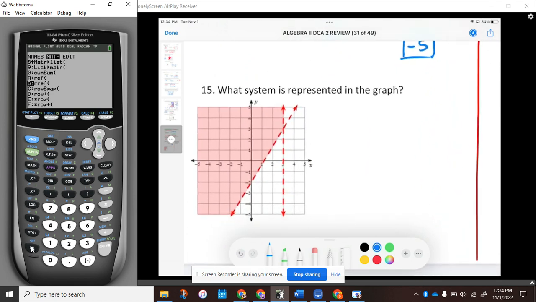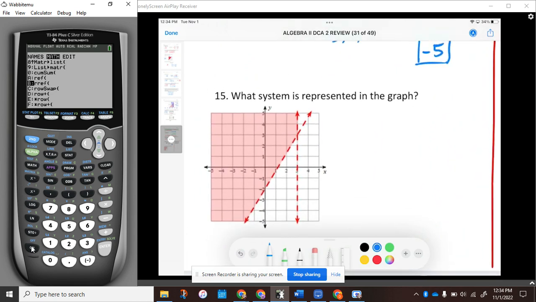Problem number 15. I'm looking at trying to figure out what these two lines are. Obviously this is a system of inequalities because you've got dotted lines and part of the graph is shaded. So we just really need to know what are these two lines and is it going to be a greater than symbol or a less than symbol? That's really all we need to know, right?